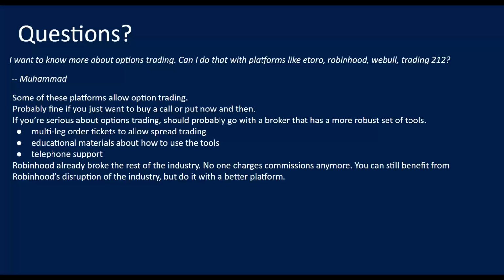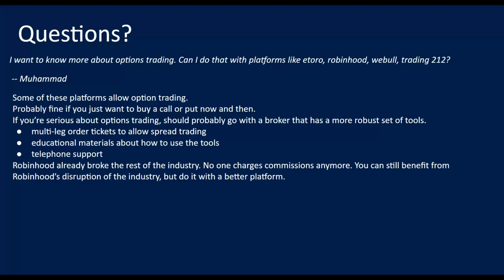And the things I would look for in terms of how you define a more robust set of tools is multi-leg order tickets that allow spread trading. That's how all of our orders are entered. If you're going to do two things and try to get one price, you would prefer to put that on the same ticket and push it out there as opposed to trying to negotiate prices for two transactions. So that's one thing I would do. And then some educational materials about how to use the tools.